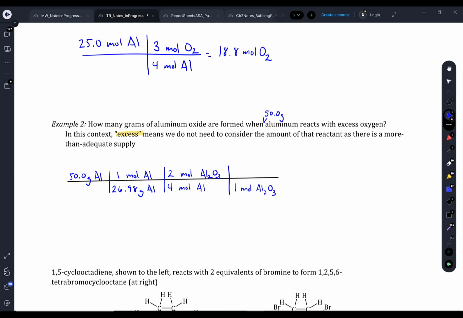So aluminum is 26.98, 2 times 26.98, plus 3 oxygens, that would be 48. So I'm getting 101.96. You notice everything cancels nicely in terms of my units to leave me only with grams of aluminum oxide.